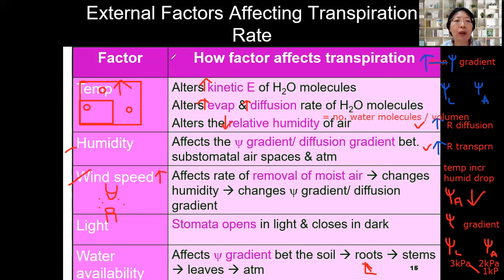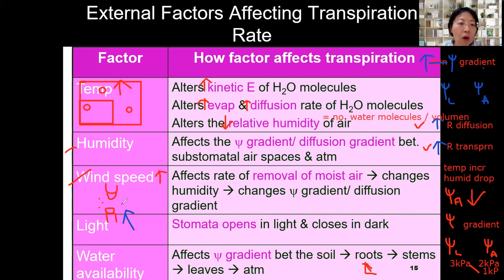Now suddenly the wind comes and blows. Why does the wind come and blow? I don't know, it just blows. So say it blows away these 2 water molecules. These 2 water molecules are gone already. So now what happened to my water potential here? It becomes 0.